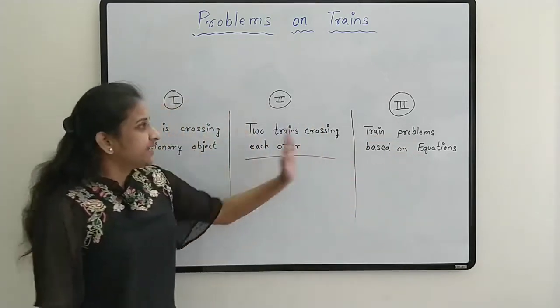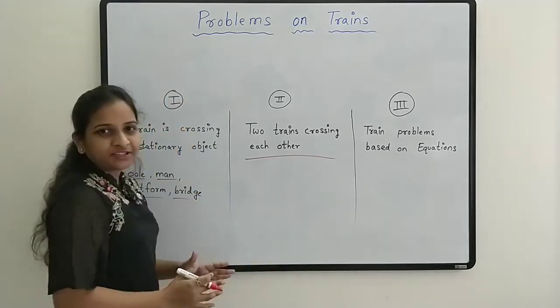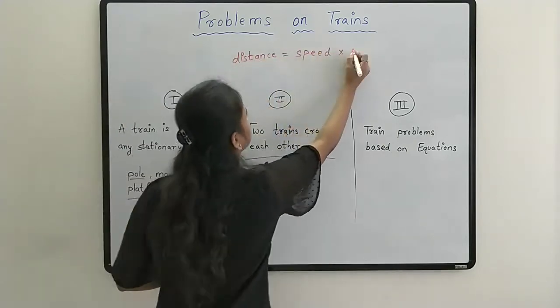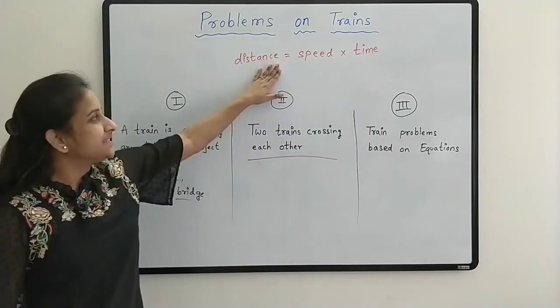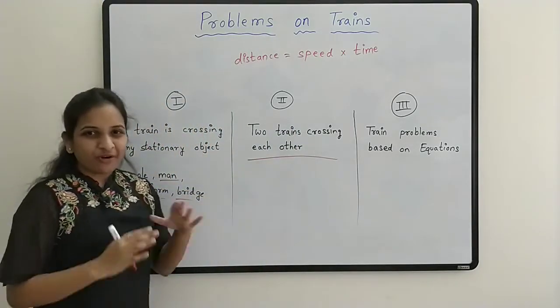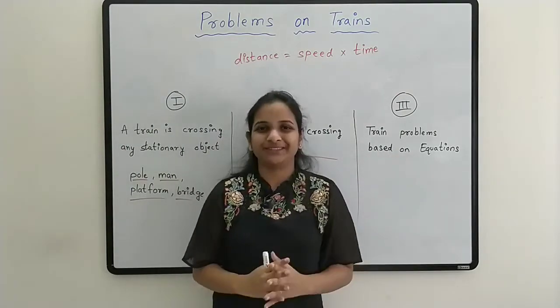All these three categories of problems we will solve using one simple formula. Distance is equal to speed into time. This is the basic simple formula we all know. Category 1 and category 2 we have already seen in my previous video. In this video we will solve category 3 problems.